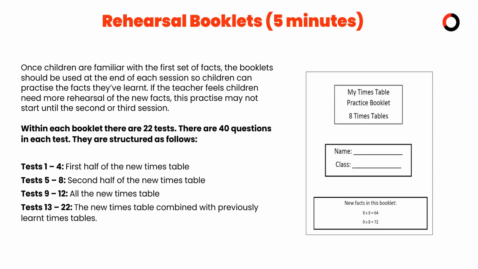There are 40 questions in each test, and they're structured as follows. So test 1 to 4, which is the first half of the new times table. Test 5 to 8 is the second half of the new times table. Test 9 to 12 is all of the new times table. And tests 13 to 22, these are the new times table combined with previously learned times tables.